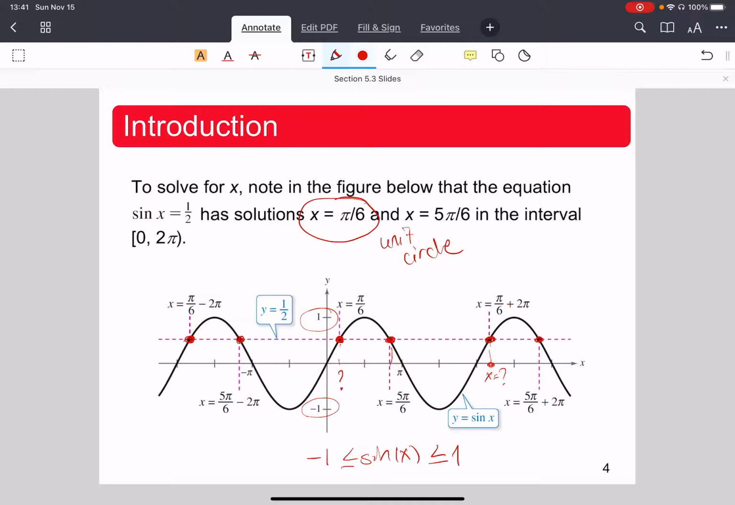But then you guys realize that is not going to be the only one. There are going to be multiple x's that give you the same output. And so 5 pi over 6 will give you the same thing, right? It's always going to give you that 1/2 value. Again, the reason for that is the sine function is periodic. It repeats the same behavior. For that reason, we have multiple x's giving you the same output, in this case, 1/2.